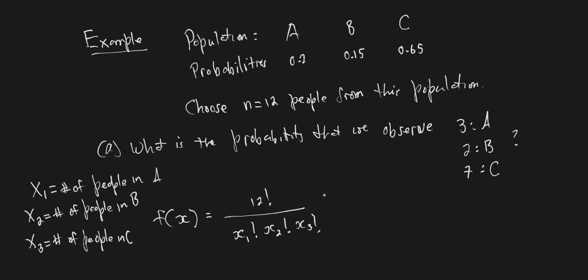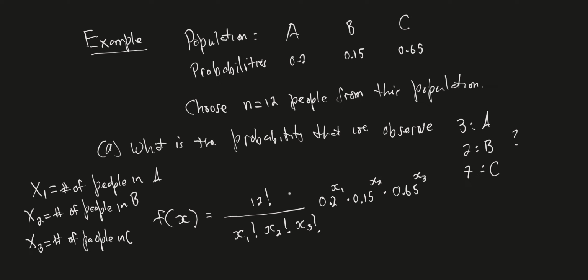And then as far as the probabilities now, so it's going to be 0.2 raised to whatever number x1 is. So whatever number we're trying to find the occurrences of that category A, and that number will be my exponent there. And then for category B, it's going to be times 0.15 to the power x2. And then for category C, it's going to be 0.65 to the power x3.